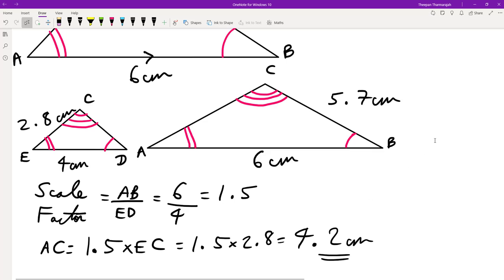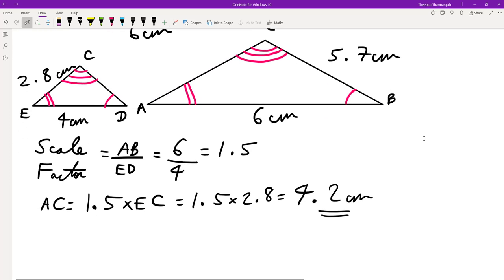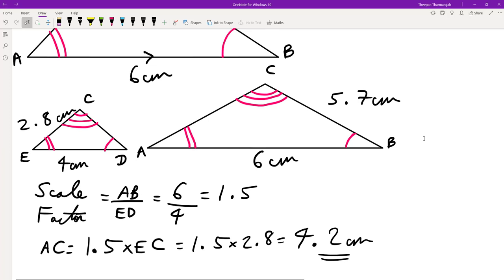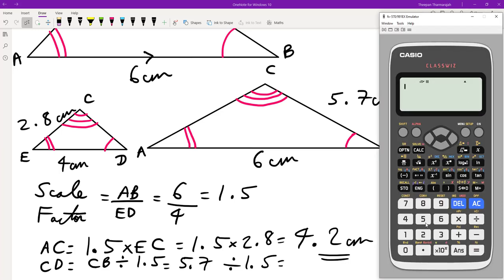Then the next part of the question said to work out CD. So we can say, well, CD is the smaller version of CB. So CD is CB divided by the scale factor, which we know is 1.5. So in our case, it's going to be 5.7 divided by 1.5. So 5.7 divided by 1.5 here gives me 3.8 centimeters.